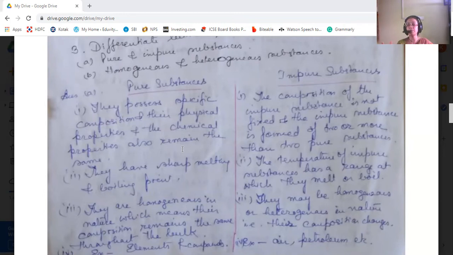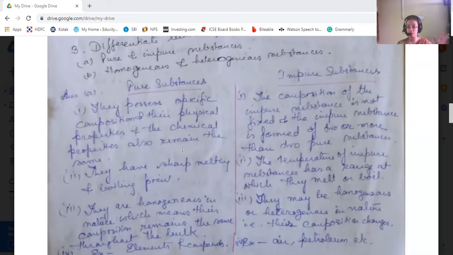Then impure substances: the composition of the impure substance is not fixed. Composition is not fixed, and the impure substance is formed by two or more substances. They can be two or more pure substances also. Okay, and their characteristics are different from each other. The constituent elements or the constituent substances have different characteristics in a mixture.